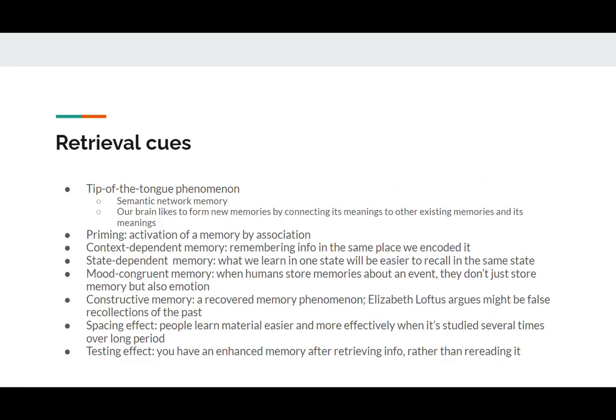Some other retrieval cues: tip of the tongue phenomenon. The temporary inability to remember information is called tip of the tongue phenomenon. It's the thing when you say something is on the tip of my tongue. This is explained with the semantic network theory. It states that our brain likes to form new memories by connecting its meanings to other existing memories and their meanings. In a sense, our brain creates an interconnected network of memories. So by trying to remember something, you get closer to it by listing its traits.